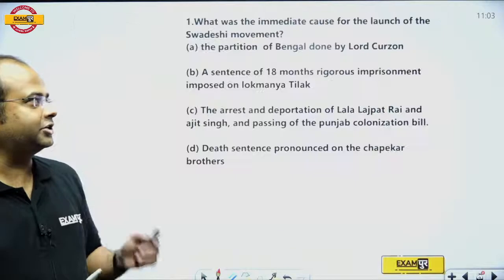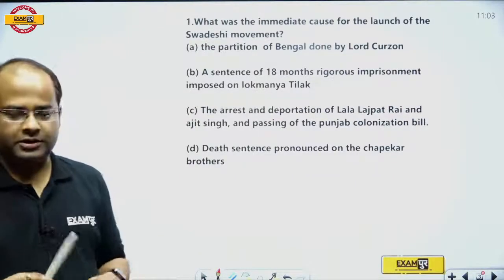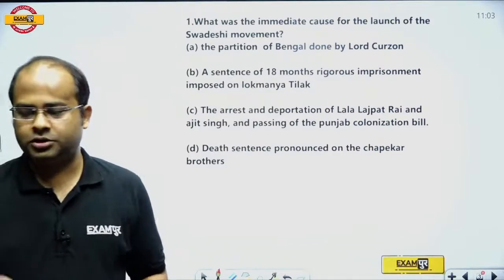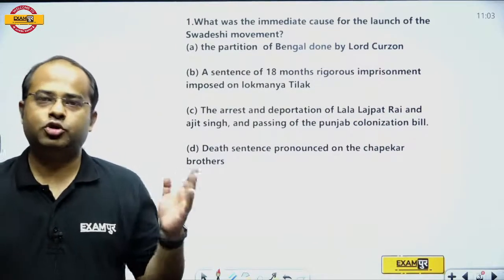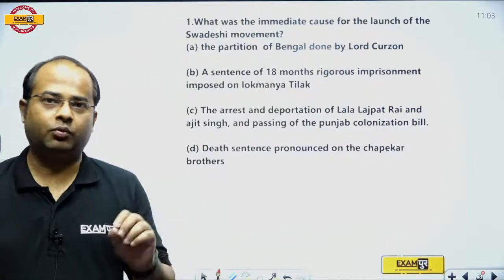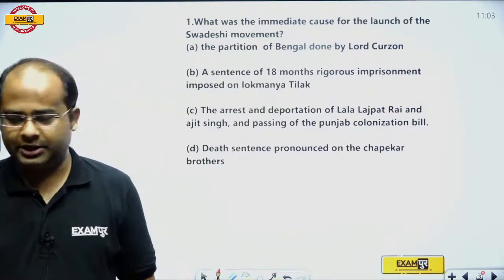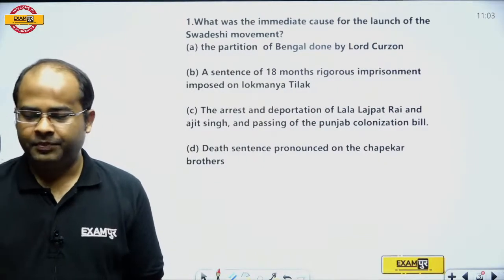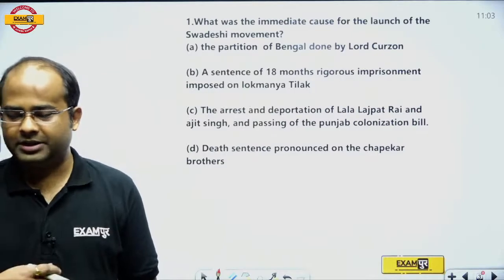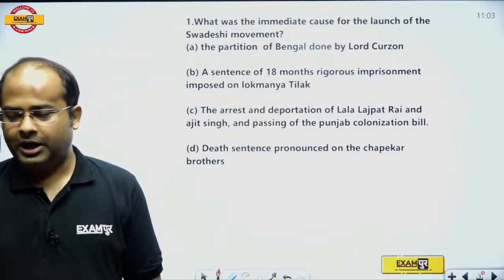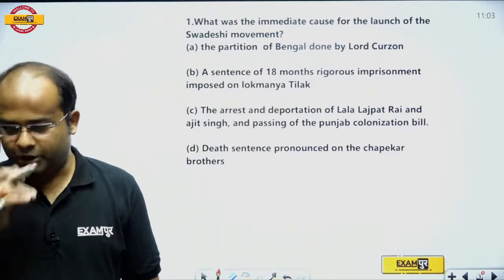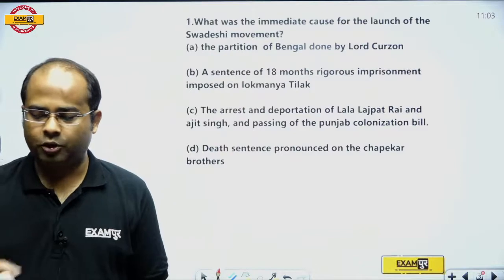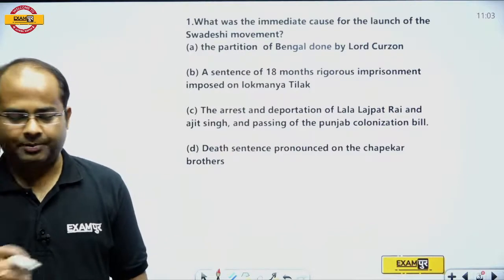Let's start the session. And here is the first question before you: what was the immediate cause of the launch of the Swadeshi movement? So, Swadeshi and boycott movement, why was it launched? You have to answer the reason. First of all, the partition of Bengal that was done by Lord Curzon. Sentence of 18-month rigorous imprisonment imposed on Lokmanya Tilak, arrest and deportation of Lala Lajpat Rai, Ajit Singh and passing of the Punjab Colonization Bill, death sentence of the Chapekar brothers.